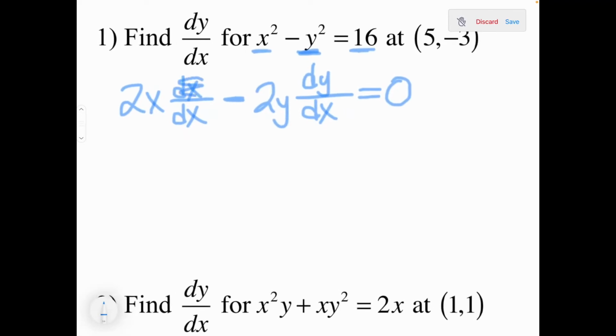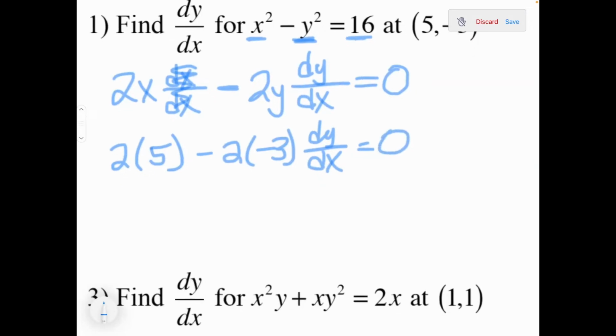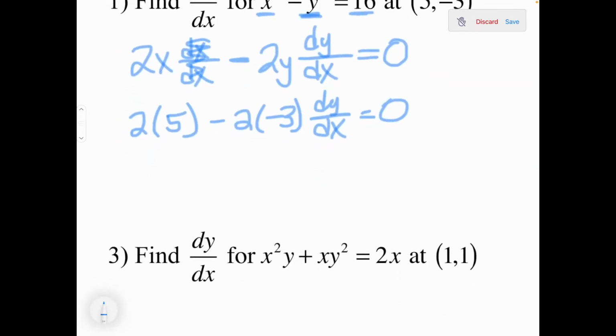The dx is going to cancel. So we get 2 times 5 minus 2 times -3 dy/dx equals 0. And if we're just asked to find this at one point, we might as well go ahead and plug the point in before actually solving for dy/dx. So we get 10 plus 6 dy/dx equals 0.